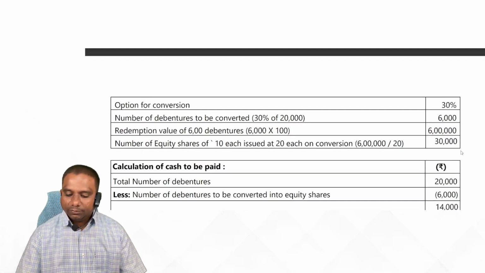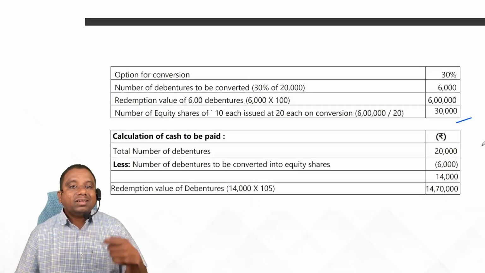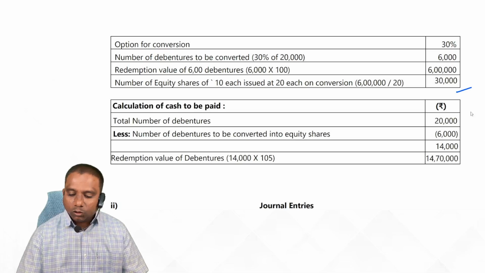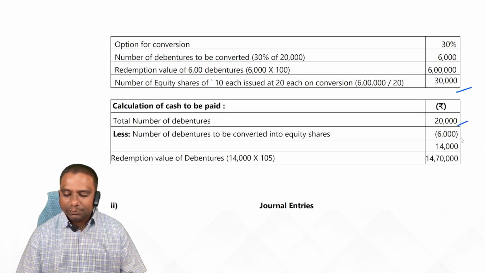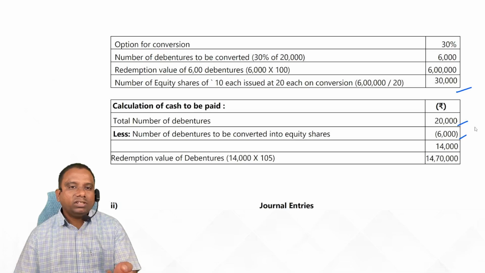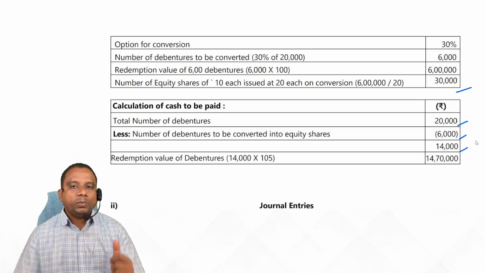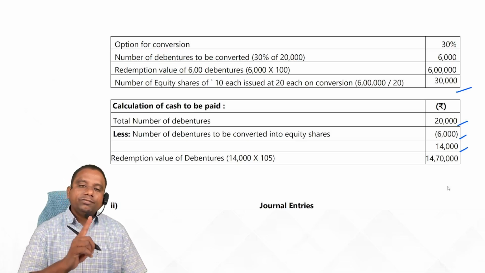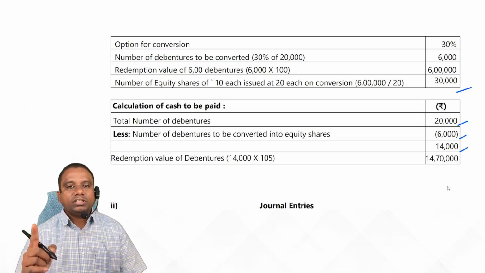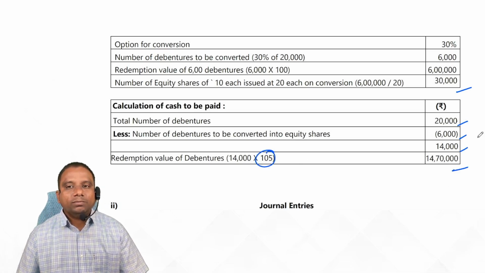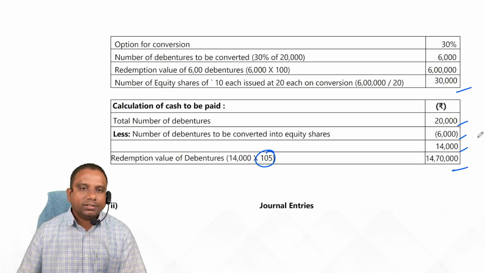Okay, first calculation, 30,000. And for the remaining members, we have to pay cash. How much cash we have to pay? Look at total debentures 20,000 minus 6,000 debentures converted into equity shares. That means remaining 14,000 debentures we have to pay cash. Each debenture face value 100, but redemption value 5% premium. Total 105. Total amount payable to them 14 lakh 70,000.